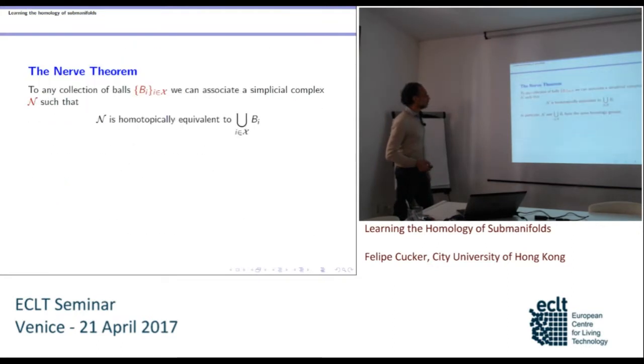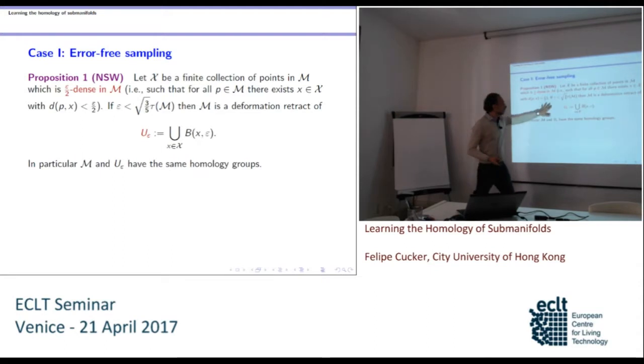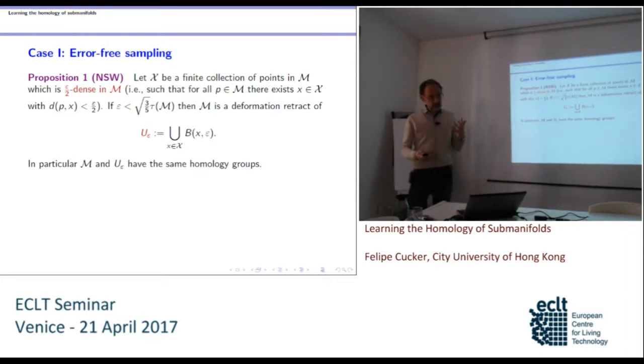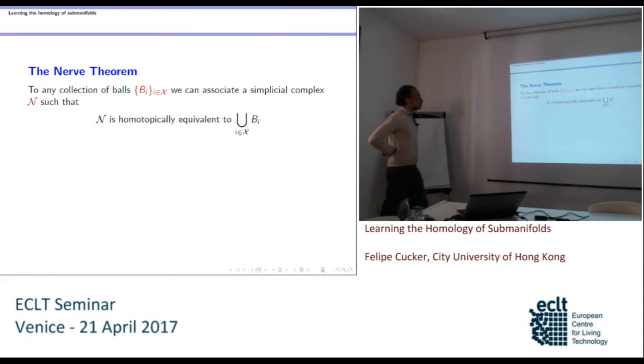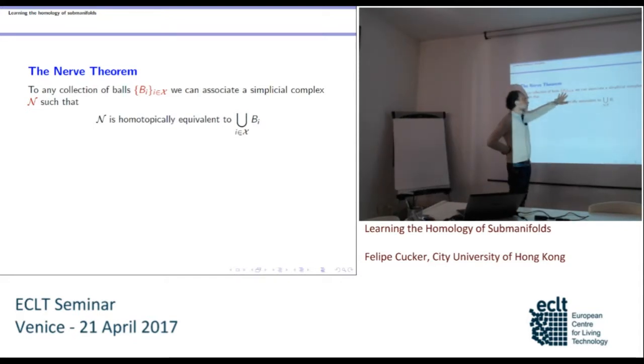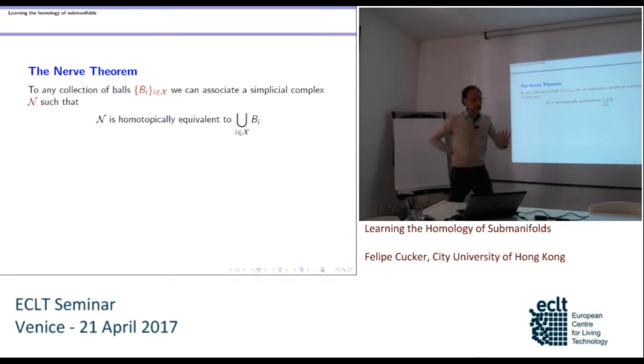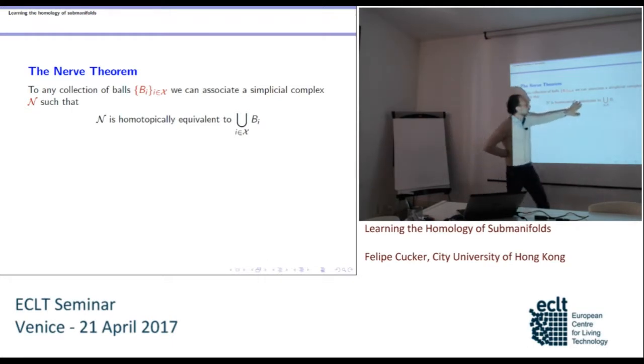So if I am in this situation, so for this epsilon small enough, my set X is dense enough, then I don't need to compute the topology of M. I have enough to compute the topology of U epsilon. Now, why is this very good news? Because of an old result in algebraic topology called the Nerve Theorem that says that to any collection of balls, we can associate a combinatorial object called simplicial complex N, such that again N and this union have the same homology groups.